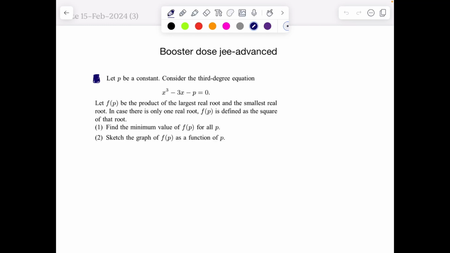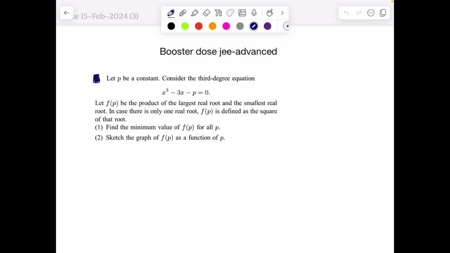In this lecture, I'm going to solve some very relevant problems for upcoming JEE 2024, and here we go with the first problem. Let P be a constant. Consider the third degree equation as follows. Let Fp be the product of the largest real root and the smallest one. In case there is only one, Fp is defined as the square of that root, and that makes sense.